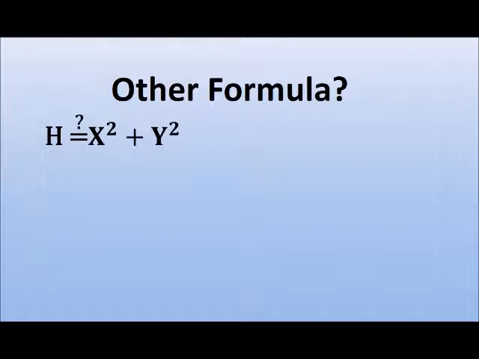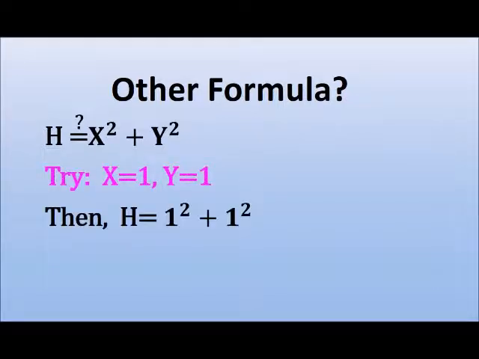Let's start with a triangle whose two legs each have a length of 1. Plugging the numbers into this formula, we see that h equals 1 squared plus 1 squared, which is 1 plus 1, which of course equals 2. This is what we get for our original triangle.